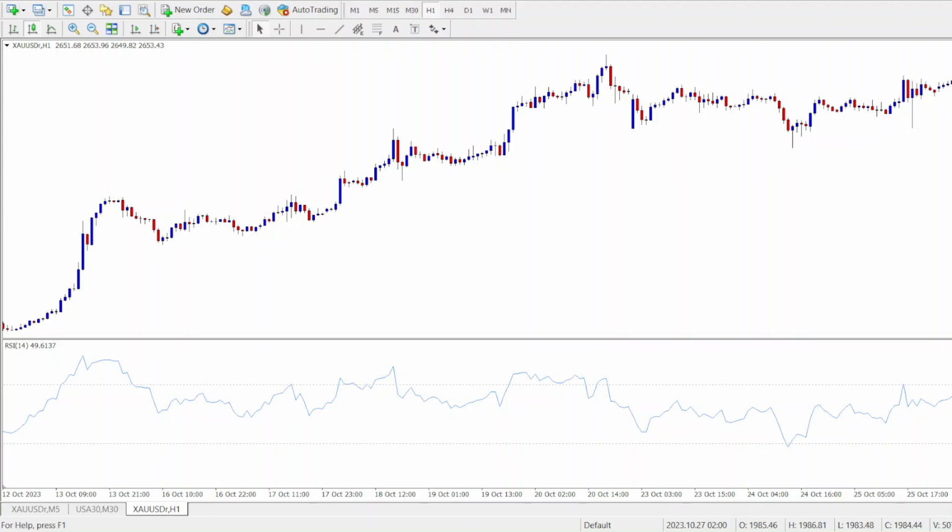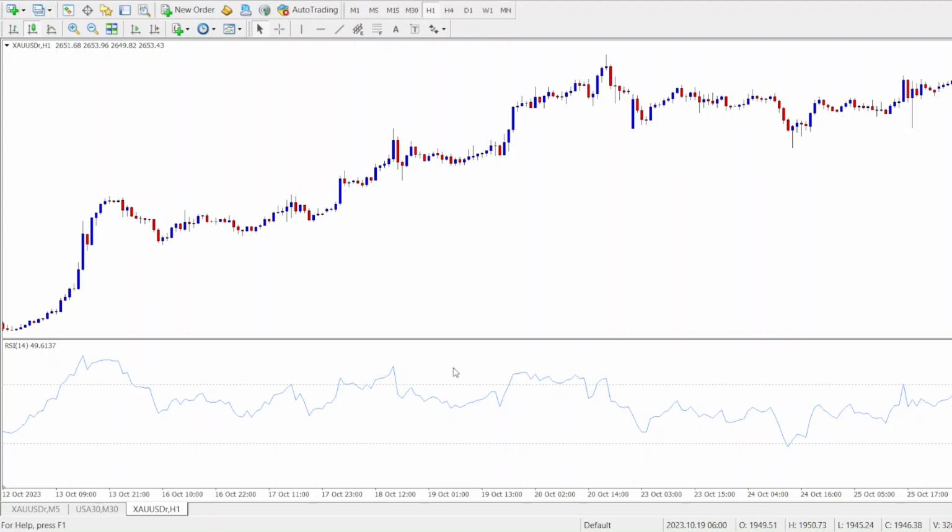We are going to identify how to use the relative strength index. In this video we're going to explain how to use the RSI to identify overbought and oversold conditions in the market. We're also going to use the RSI to identify the strength of a trend and potential reversal points, and also how to spot divergences using the RSI. So let's just get right into it.